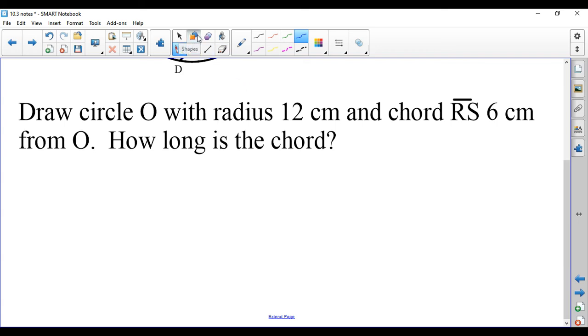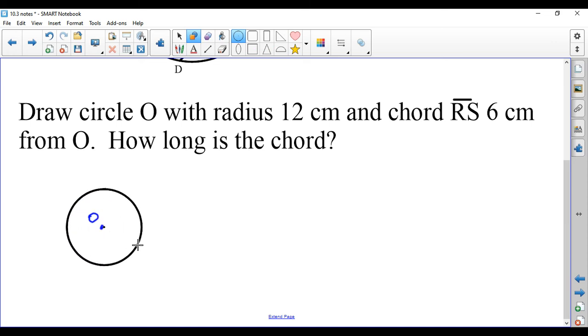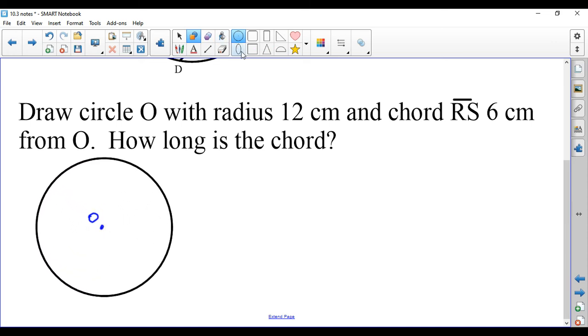Last example, we're going to start with circle O with radius 12 centimeters. I'm going to make that my center O. Make a circle with that center. We're going to say the radius of O is 12 centimeters, and we have chord RS that is 6 centimeters from O. How long is the chord?